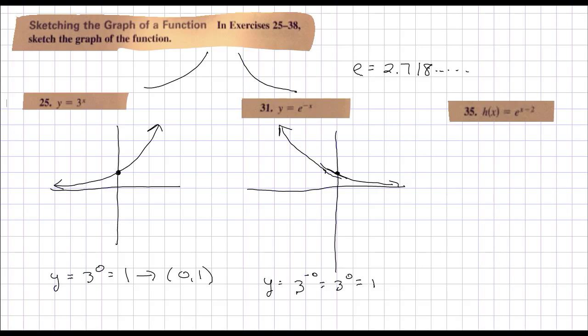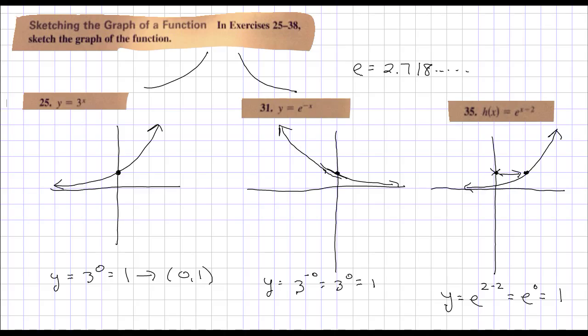Okay, and for this last one, even though it says x minus 2, it would take a positive 2 to make the exponent 0. So if x were 2, then I would get e to the 0, or 1. So instead of here, it's actually going to move 2 units to the right and then increase through that point. And since they're just asking for you to sketch these, that's all you really have to do.